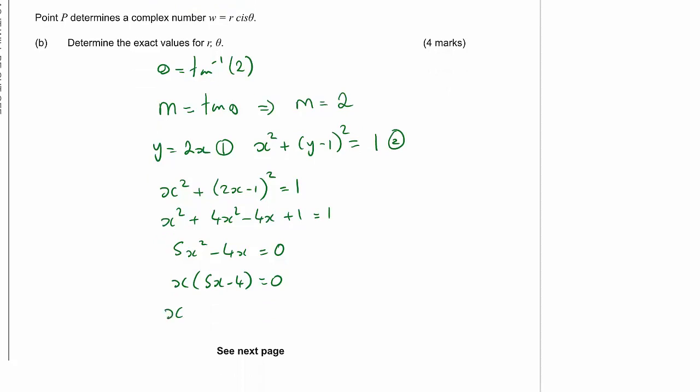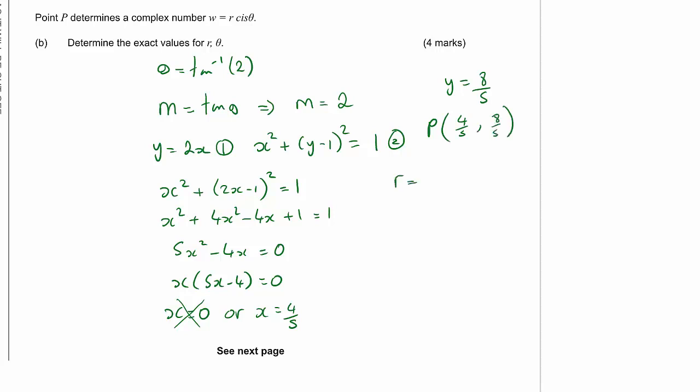So x equals 0, that's the origin, so we don't want that one. Or x equals 4/5. And since the line is y equals 2x, that means that y equals 8/5. So in other words, P is the point (4/5, 8/5).